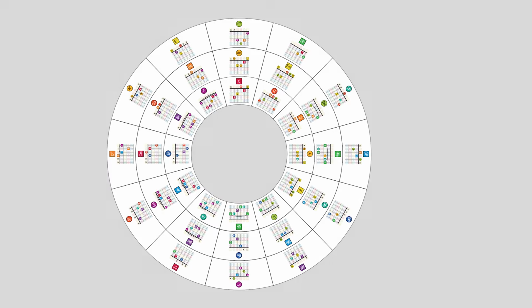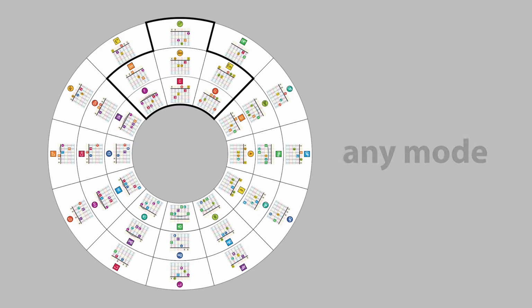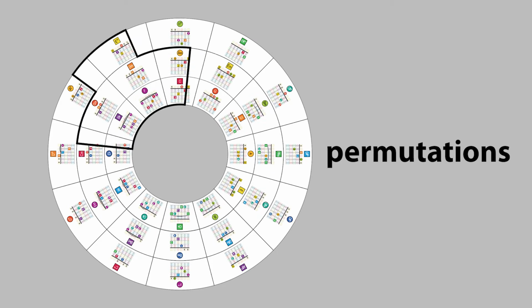But what's really nice is that it also shows you more than just how to transpose songs into different keys. The circle of fifths also allows you to play a progression in any mode. But what does that mean? In music, modes are just permutations of the major scale.